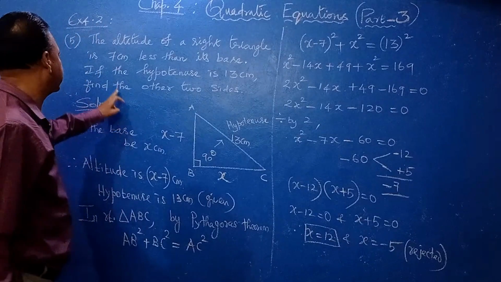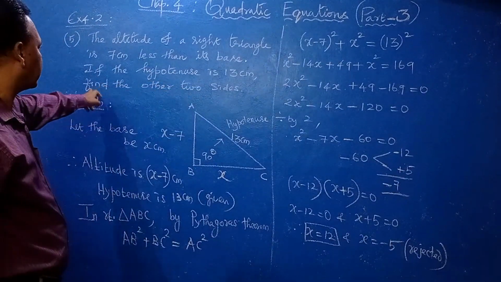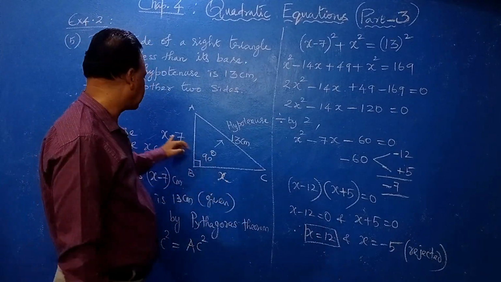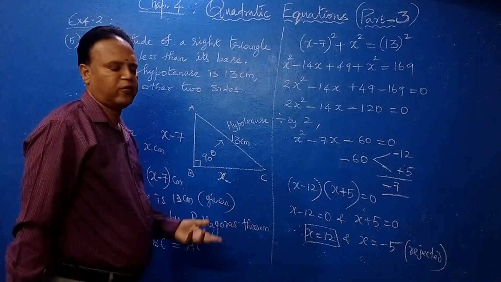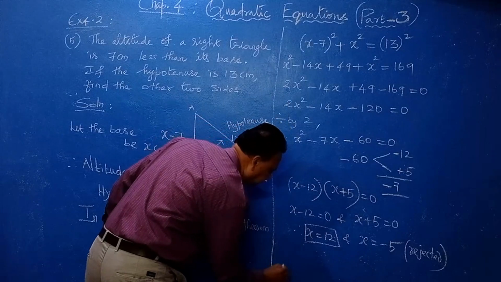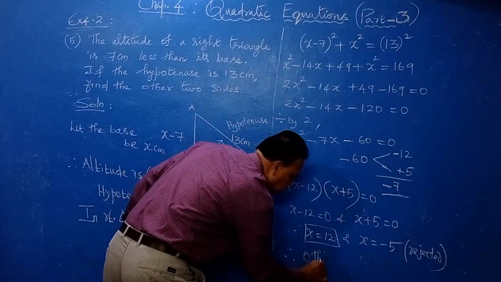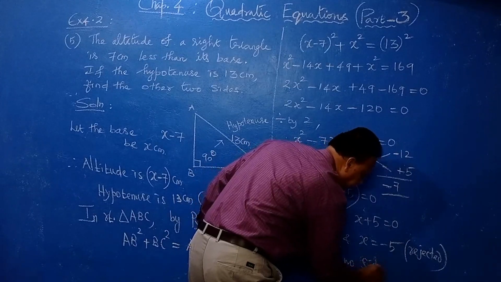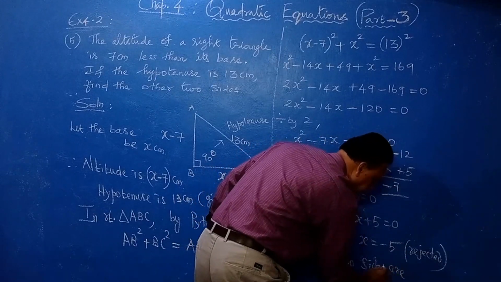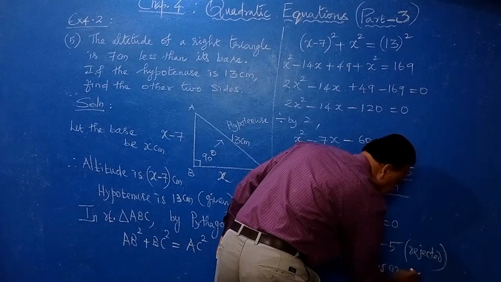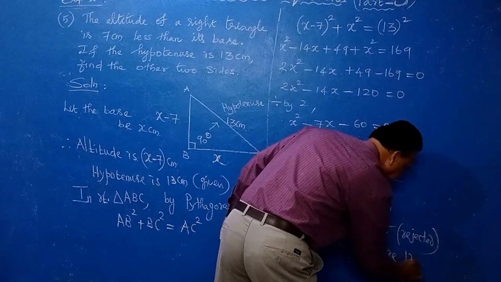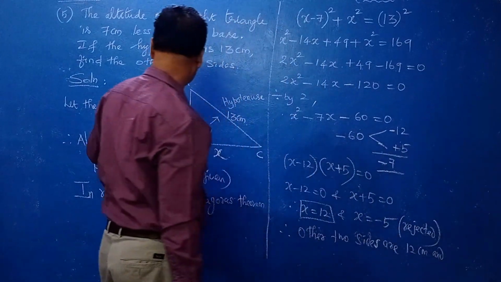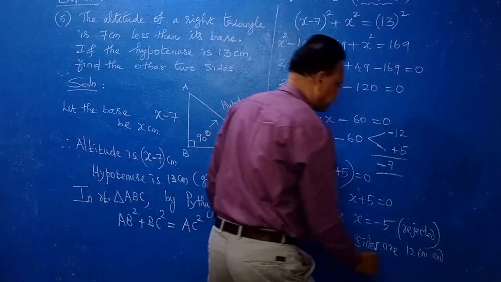So what is the question here? The hypotenuse is 13 centimeter. Find the other two sides. Therefore, the other two sides are, one is 12, another one is 12 minus 7, 5. Therefore, the other two sides are one is 12 centimeter and the other is 12 minus 7, 5 centimeter.